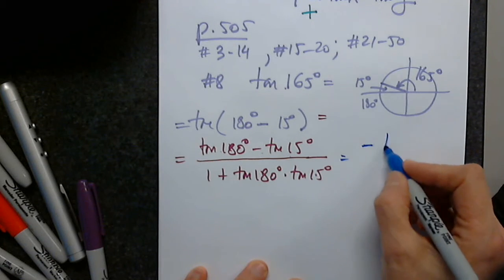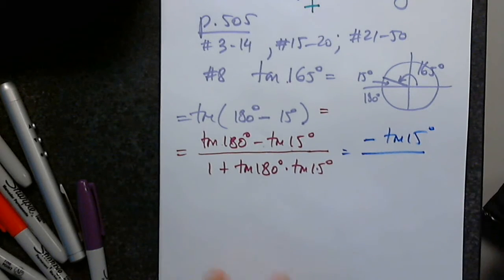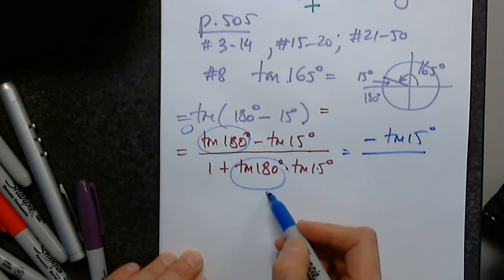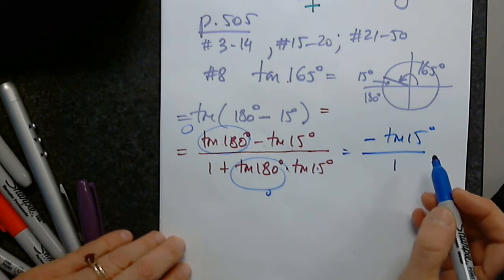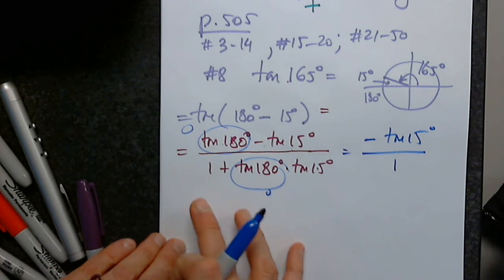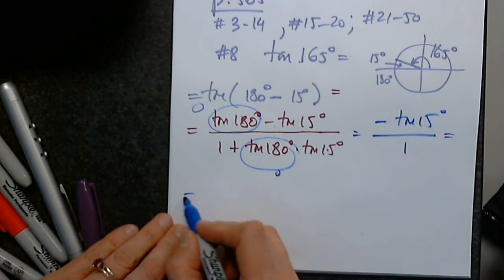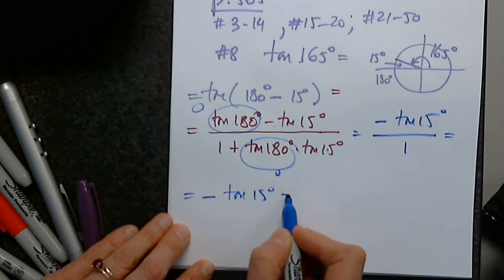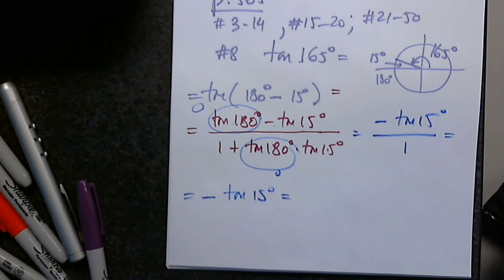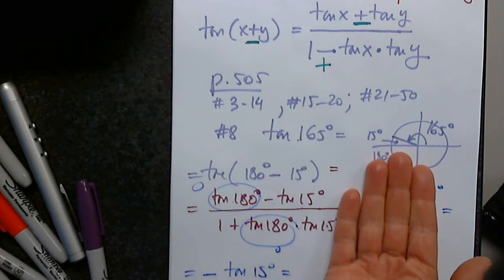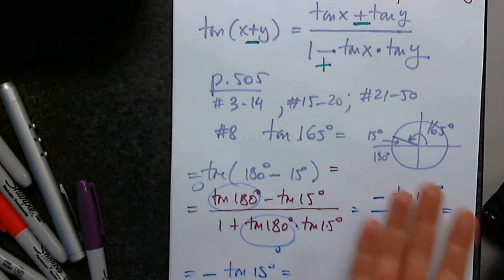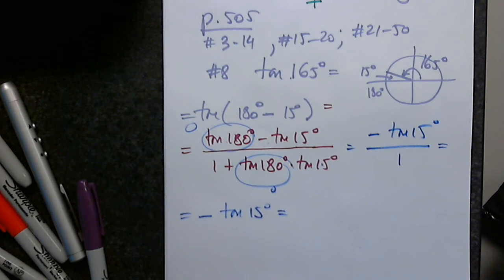So then I have negative tangent 15 degrees. Since this is 0, then this is 0, over 1, because 0 times tangent 15 is 0. 0 plus 1 is 1. So now I have to determine tangent 15 degrees. Negative is outside. It has nothing to do with the angle. I expected the answer to be negative. It has to, because it's in the second quadrant. Tangent is negative. Good. So now I have to think of something else.